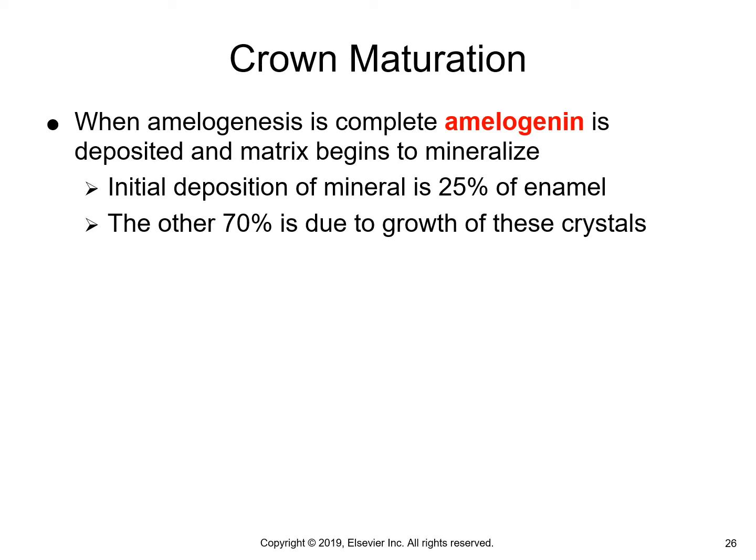Crown maturation. When amelogenesis is complete, amelogenin is deposited and the matrix begins to mineralize. The initial deposition of mineral is 25% of enamel, and the other 70% is due to the growth of these crystals.